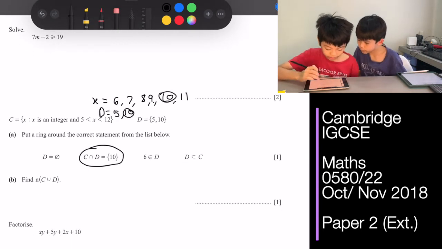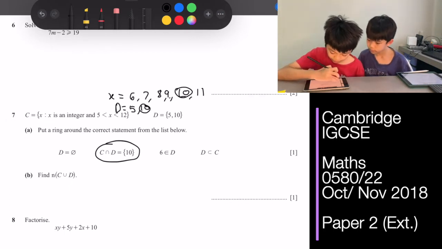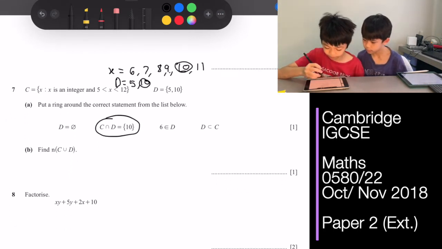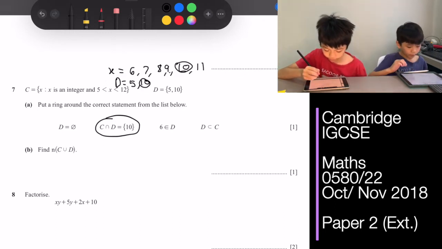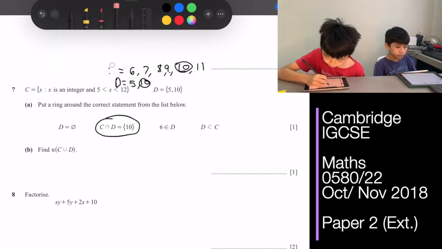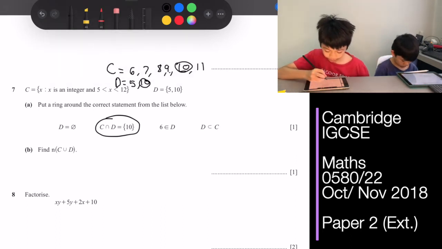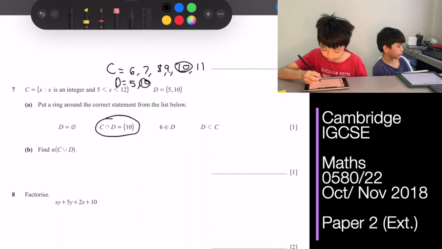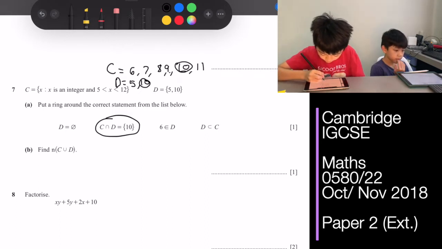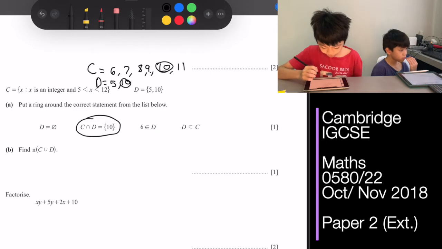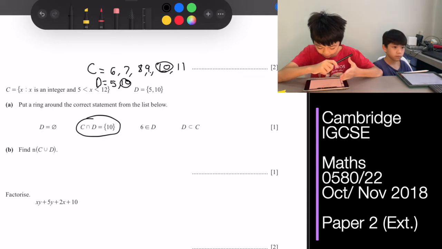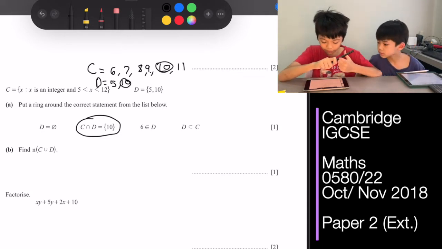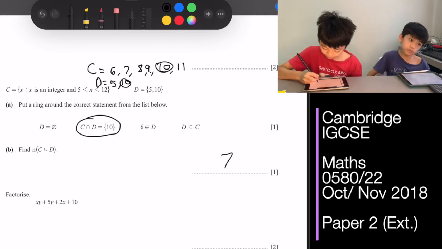Next, find the number of elements of C union D. So C union D, I've already listed out what X is, or C, you can say. Okay, C union D. Union is like OR. So then there's 5, which is 1. Then there's 6. Then there's 7, 8, 9, 10, and there's also 11. So there are 7 elements there.